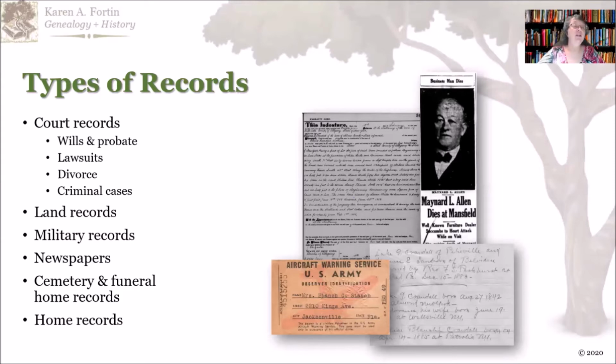You may be able to find your ancestors listed in cemetery and funeral home records. Sometimes these records have even more information about your ancestors than you can find in their death certificate and obituary. So always try to see if you can find those too. You could also find information in a variety of home records, such as those that you might find in your own family history collection, which I discussed in an earlier lesson.